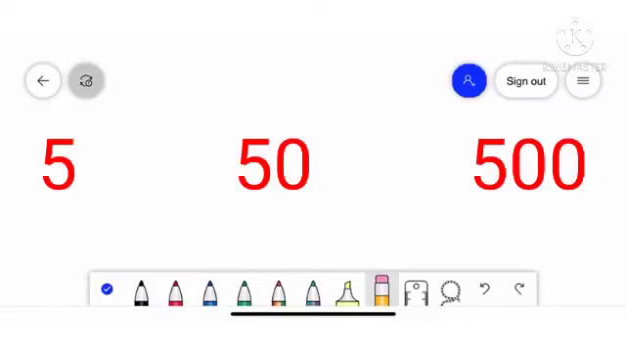So basically we can say that for rounding off to the nearest tens, we will compare the last digit with 5, and for rounding off to the nearest 100, we are going to see the last two digits and compare with 50, and for rounding off to the nearest 1000, we will see the last three digits and compare them with 500. So let's discuss more examples now.